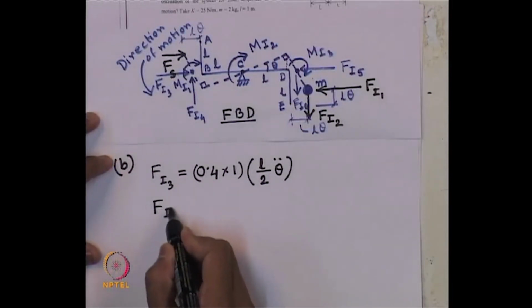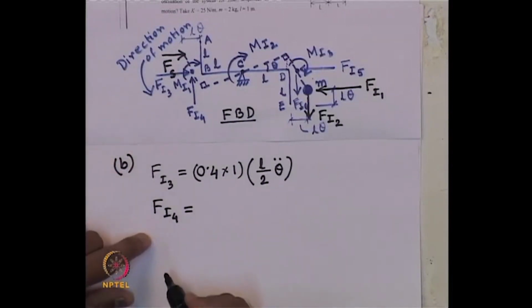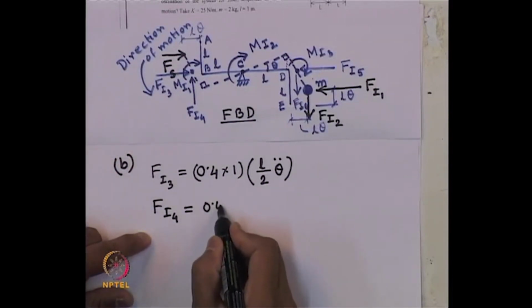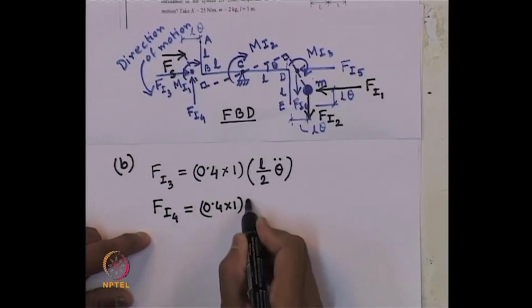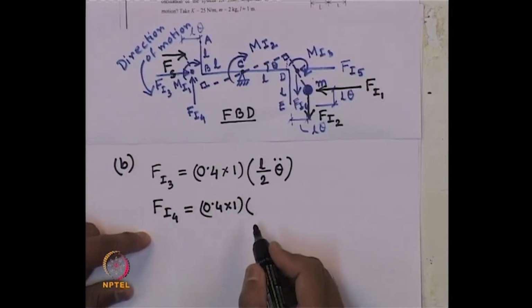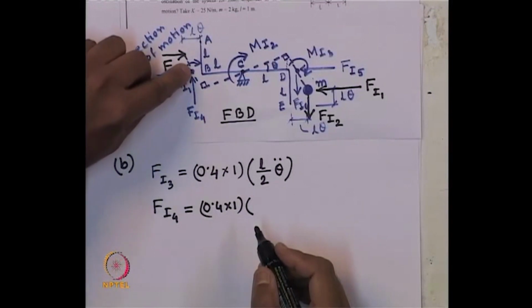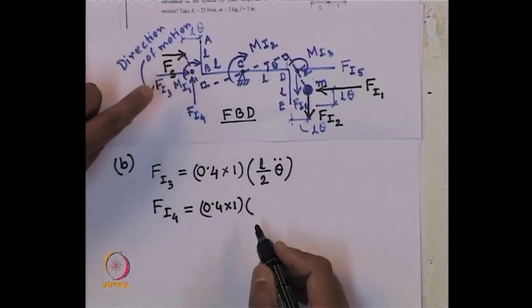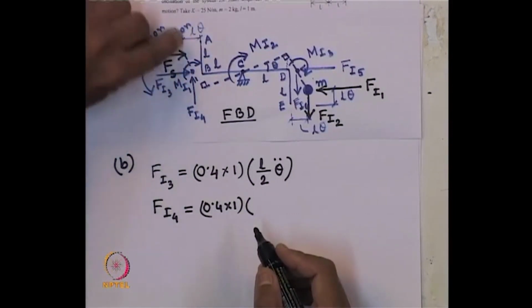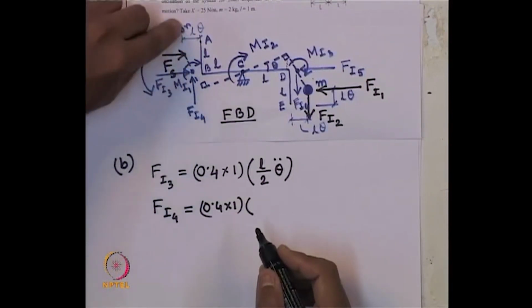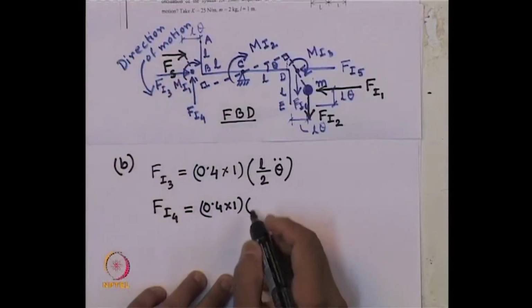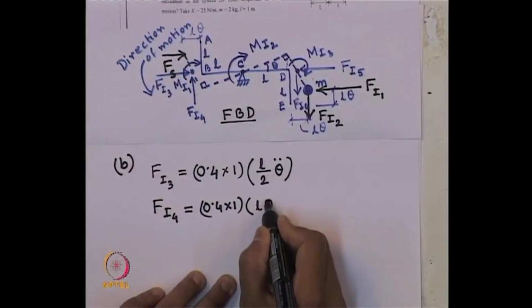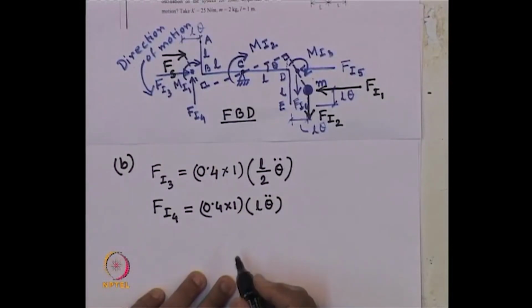How much is F I 4, that is vertical inertia force? Mass times vertical acceleration. And how much is the vertical displacement for this center point of the rod? That is L theta. Vertical displacement is L theta. Vertically it has moved L theta. So, center also has vertically moved L theta. So, acceleration is L theta double dot.